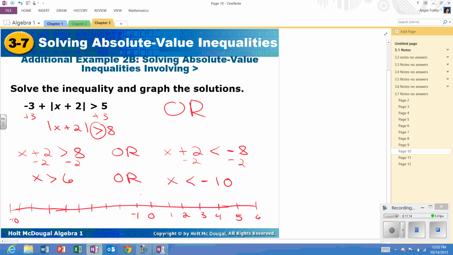Okay. So now we know that x is everything greater than 6. So I'm going to do an open circle down here at 6. It's everything greater, so it's everything that way. Or x is less than -10. So I'm going to do an open circle at -10, and then I'm going to color it this way. I'm sorry, I made this a little squished here. So this is where, remember, my or has two separate parts of the inequality.